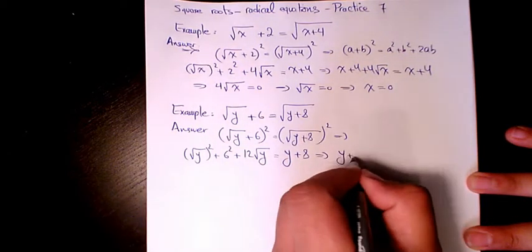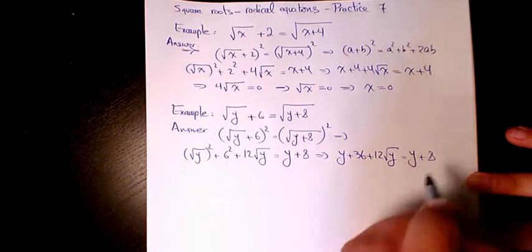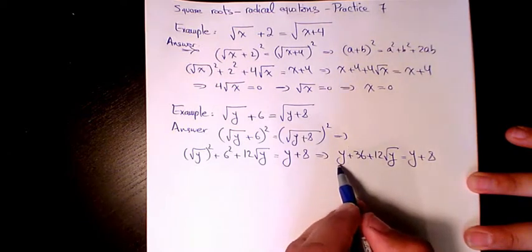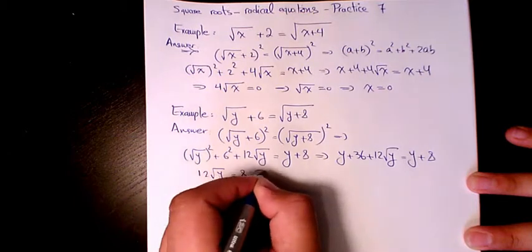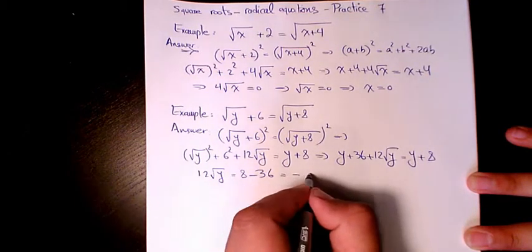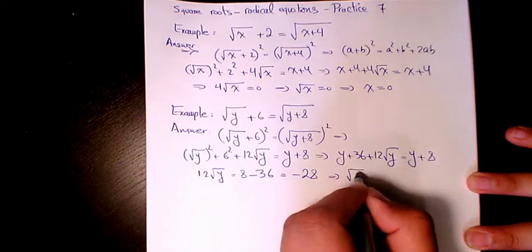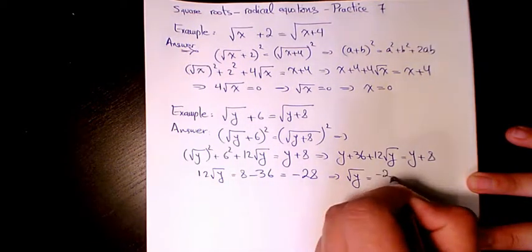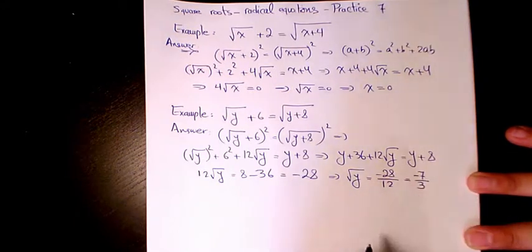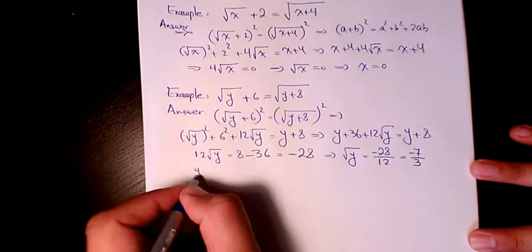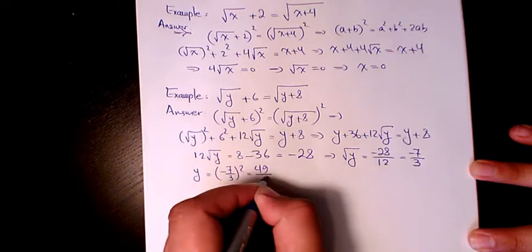We have y plus 36 plus 12 root y equals y plus 8. Y and y cancel out, and we will end up having 12 root y equals 8 minus 36, which we have negative 28 in here. So then we can say square root of y will be negative 28 divided by 12, or negative 7 divided by 3 when you reduce it. So y will be negative 7 over 3 squared, which is going to be 49 over 9.